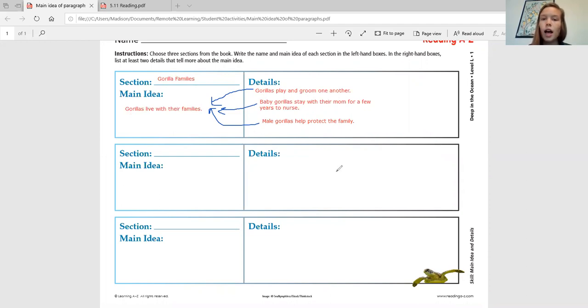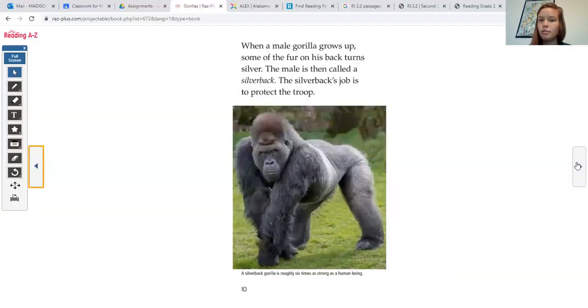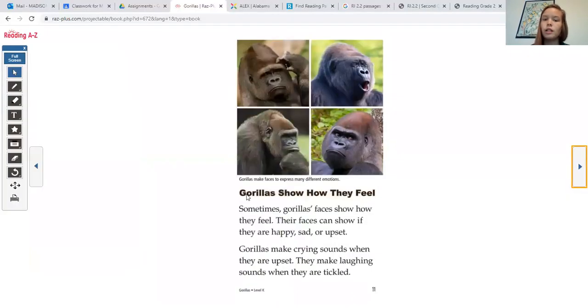So I want us to go read the next section. We're going to go over to Gorillas Show How They Feel and read that section of the story, and then come up with the key ideas that support the main idea. We're going to read it through, and then we'll pause it so that you can come up with your own ideas and then check back with what I got. We're going to do the pausing and coming back to make sure that you got what you were supposed to get. So now let's read Gorillas Show How They Feel.